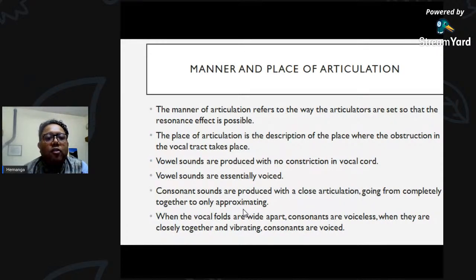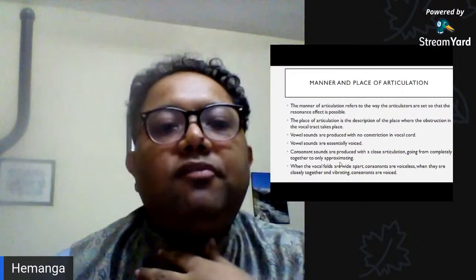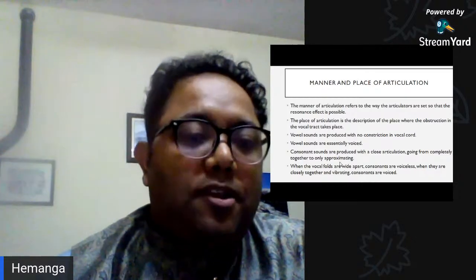Consonant sounds are produced with close articulation, going from completely closed to only approximating. When the vocal cords are wide apart, consonants are voiceless. When they are closely together and vibrating, consonants are voiced. We have already defined voice and voiceless. For instance, if I produce a plosive sound, this is actually 'pa' because it is followed by a. This is the 'pa' sound, and this is 'ba'. If you produce the 'ba' sound, you can hear the buzzing effect, so the vocal cords are creating vibration.